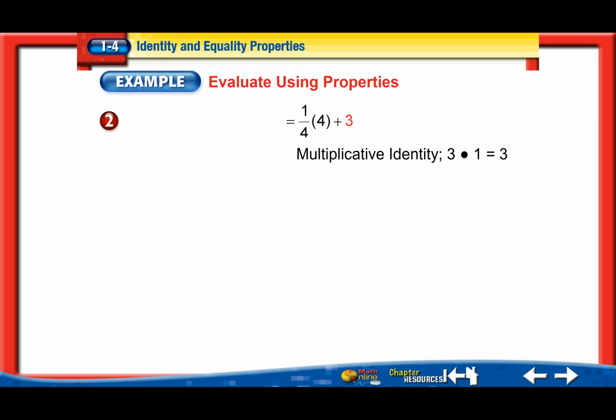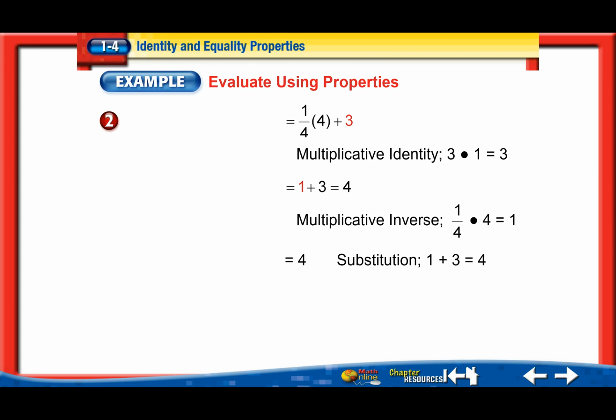4 over 1 times 1 over 4 is also going to be a new one. It's the multiplicative inverse, because they are inverses of each other, therefore they equal 1. So we took 4 over 1 times 1 over 4 equals 1. And now we're going to substitute 4 for 3 plus 1. And then we would check that off. Answer equals 4.